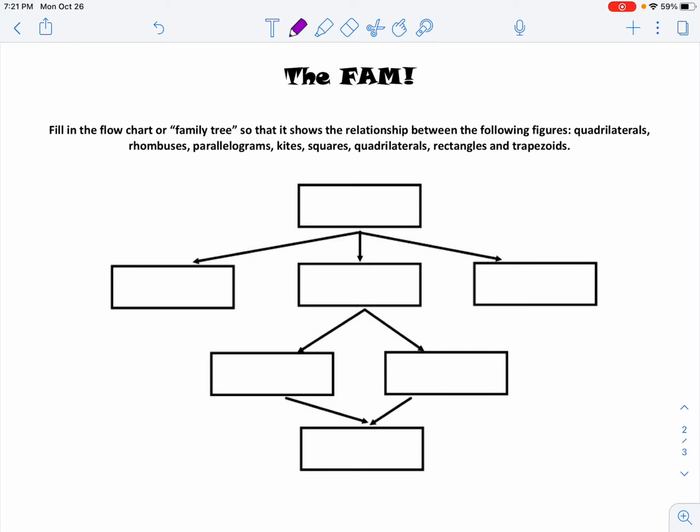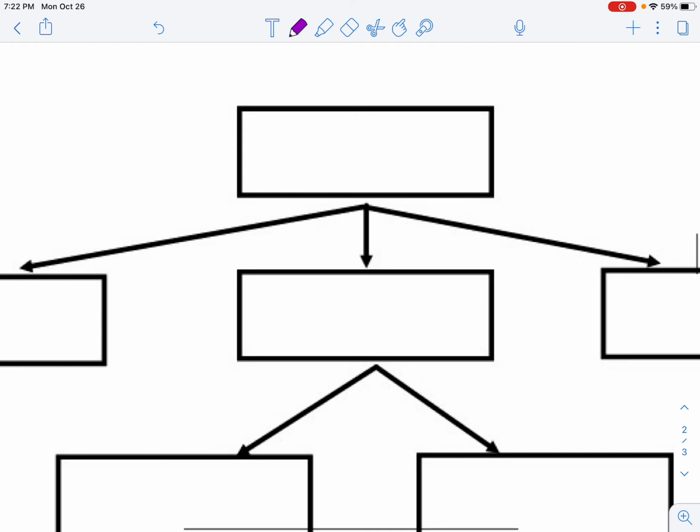Let's look at the quadrilateral family. So we can create a family tree that relates the quadrilaterals, all of its specific types, and then the even more specific types of those quadrilaterals. When we see this family tree, the top one, the great-grandfather of all the quadrilaterals, is just the basic quadrilateral, right? They're all quadrilaterals. That's what we're talking about.